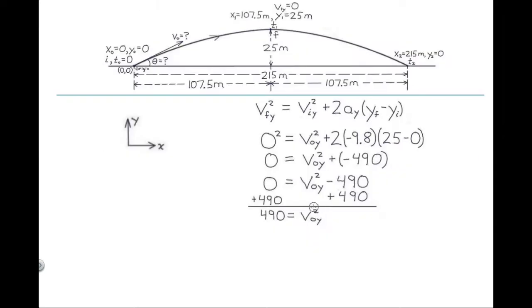To get rid of this exponent, we will need to take the square root of both sides of the equation. Now, any positive number has both a positive square root and a negative square root. Should we take the positive square root of 490, or should we take the negative square root of 490?